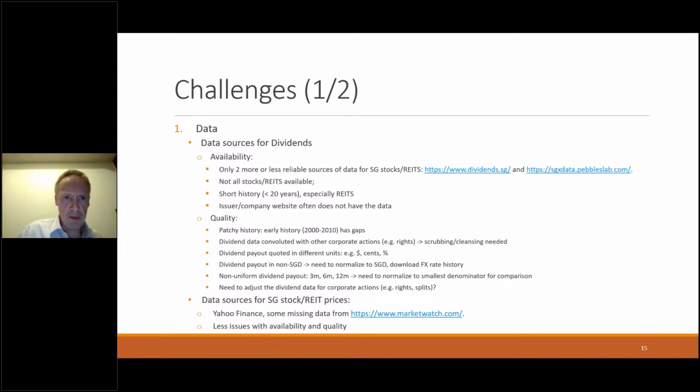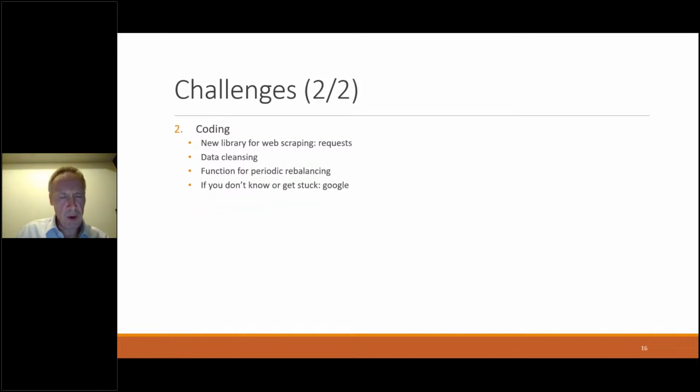Challenges, definitely obtaining data and data cleansing. A large part of the coding went into data cleansing. Coding was not so difficult. Again, I'm not an expert developer. I know a bit of Python, but I had to create new libraries for web scraping and data cleansing. A lot of coding went into that.